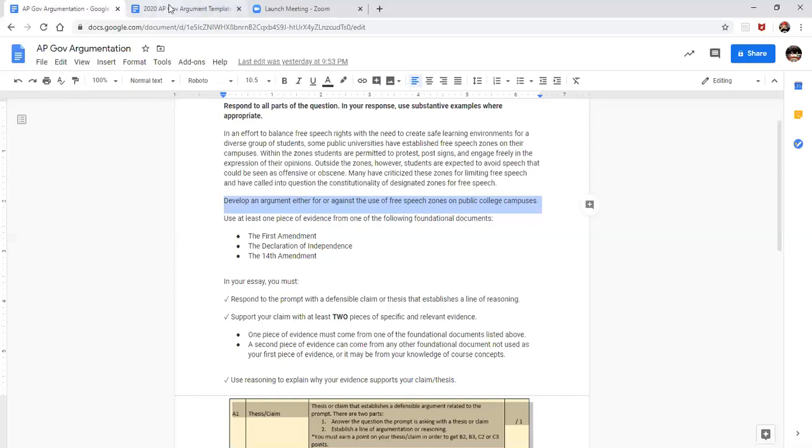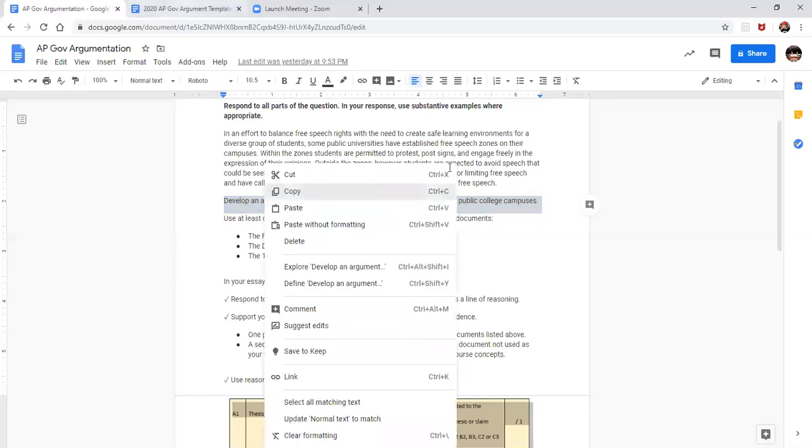So let's look at this. I'm going to copy this so I can bring it over to our template. Computer's being slow today. Here we go. All right.